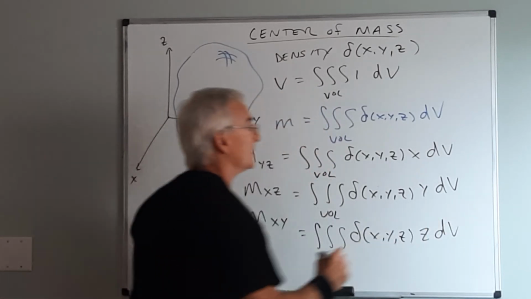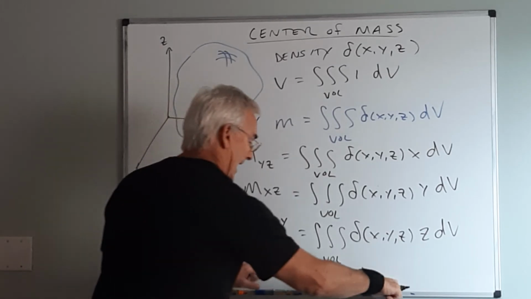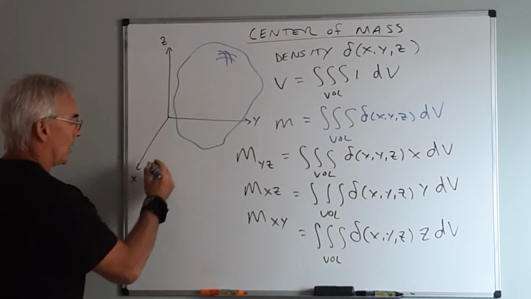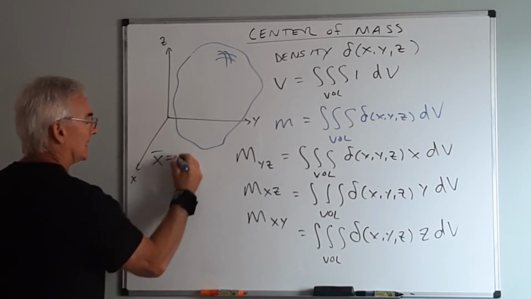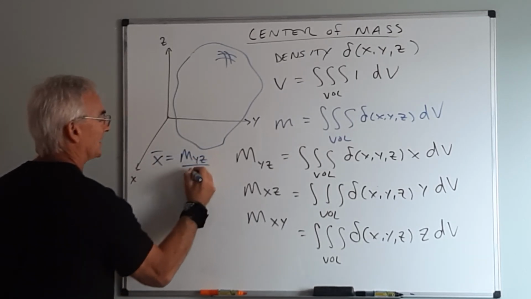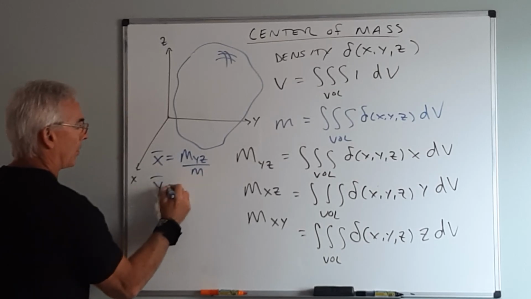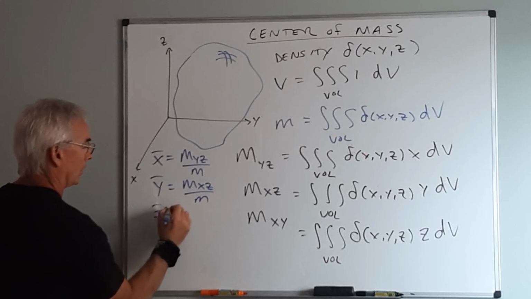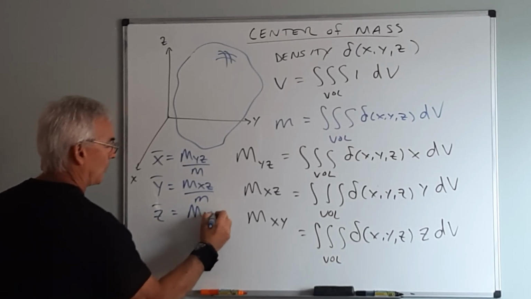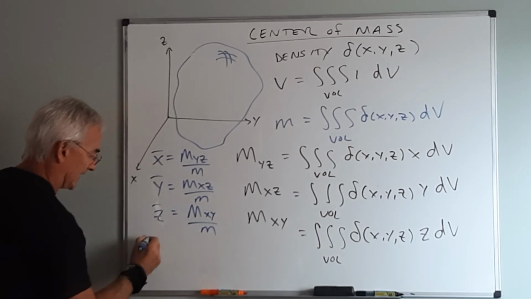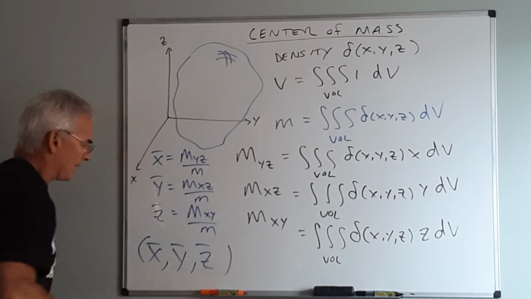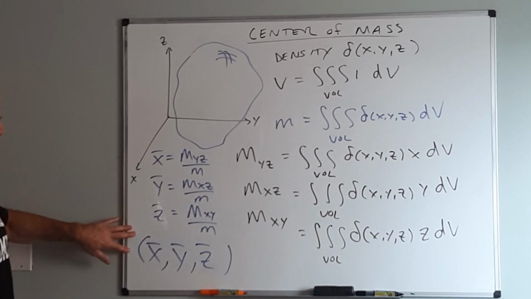So density times z dV. And just like before, our center of mass would involve x bar, y bar, z bar, where x bar is the moment to the yz over mass, y bar is the moment to the xz over mass, and z bar is the moment to the xy over mass. And again, our centroid would then be x bar, y bar, z bar. The final thing you want to write is the actual position, but this is how you find centroid.